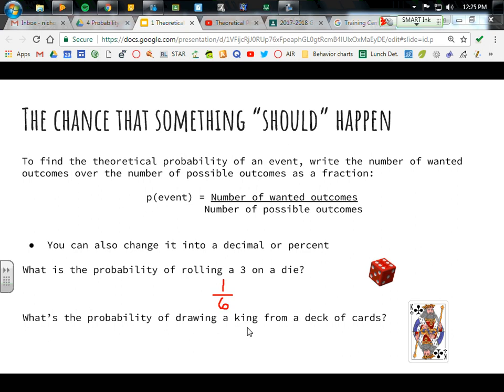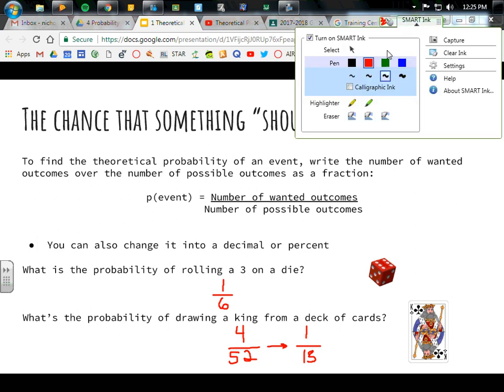So what's the probability of drawing a king from a deck of cards? On any given deck of cards, you've got 52 cards, if you don't count jokers, which we don't because they don't matter. All right? And you should have 4 kings in your deck. So the probability here would be 4 out of 52. Now that can be simplified as a fraction, and we would like to see it simplified just because. So if we simplify 4 over 52, we would get 1 out of 13. So that's the theoretical probability of getting a king in a deck of cards. Let's look at a couple more examples. I'm going to clear ink.